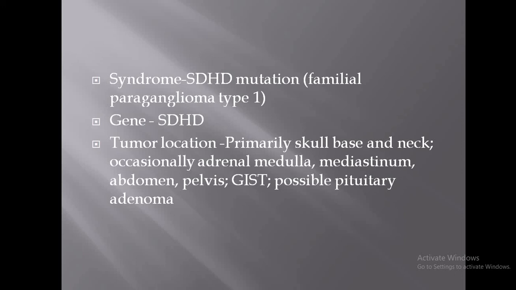I am just giving you the different kinds of mutations. Let's start with cluster 1. The syndrome is SDHD mutation, or familial paraganglioma type 1, and the gene is SDHD. The tumors are basically around the skull base and neck. Sometimes it's in the medulla, mediastinum, abdomen, pelvis, pituitary. So it's vast, but basically it's around the skull base and neck, the familial paraganglioma type 1, and it is SDHD mutation.